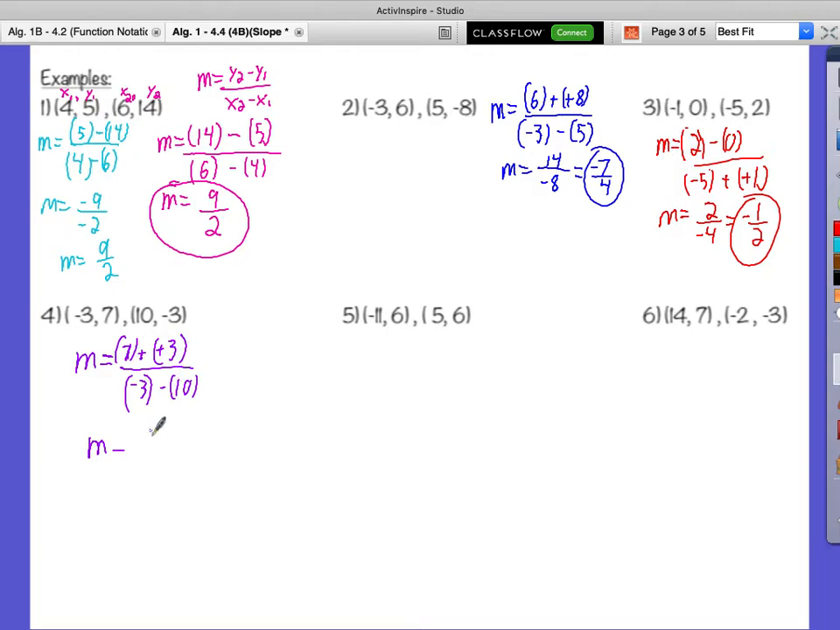So 7 plus 3 is 10. -3 minus 10, 2 negatives become more negative. So that gives us a -13. Can that be simplified? No. So 10 over -13 or -10 over 13. Wait 1 second. I did Y1 minus Y2 over X1 minus X2. So that would be... You did your X's on top instead. That way they would... I did Y. But one of them needs to be negative, okay?